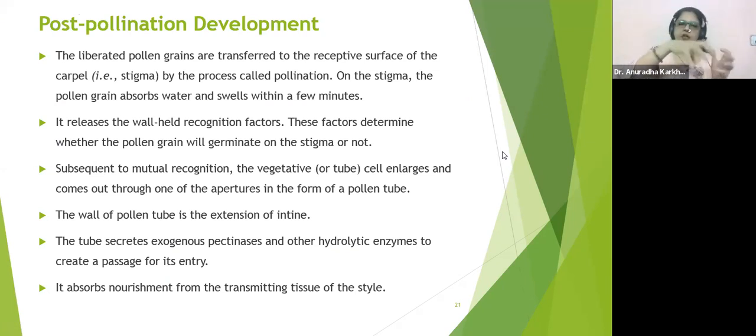The more the pressure, the more the elongation of the intine. The more the elongation of the intine, the longer the pollen tube. Understood what the pollen tube is? Now you understood very clearly what the pollen tube is. So what is the pollen tube? Nothing, it's the extension of the intine. Correct?